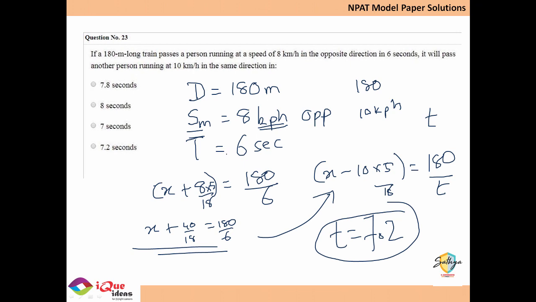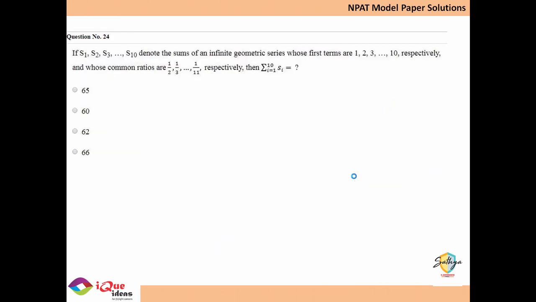When objects are moving in the opposite direction, we add their speed. When objects are moving in the same direction, we take the difference of their speed. So this was a pretty easy example from time, speed and distance.